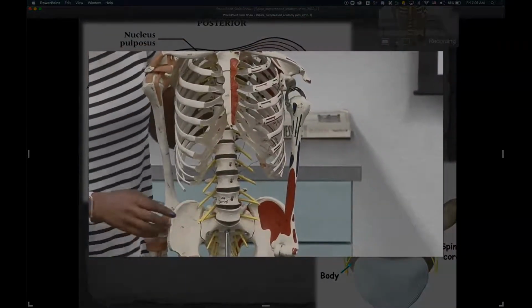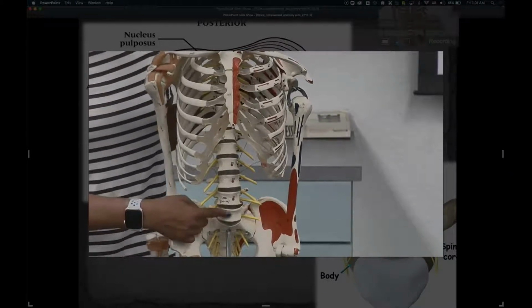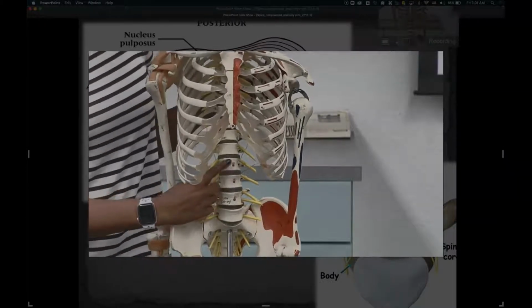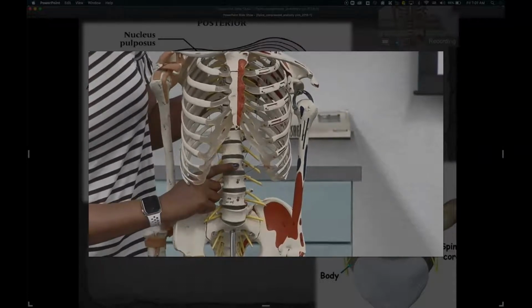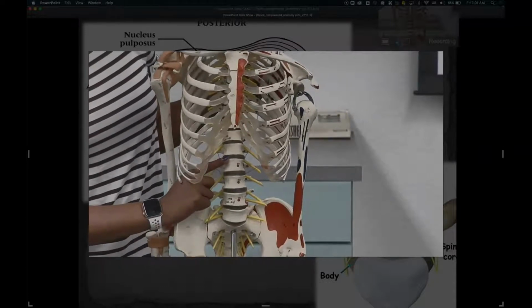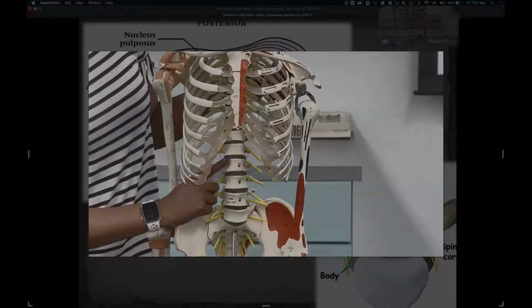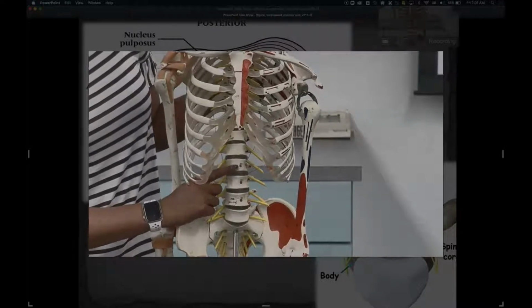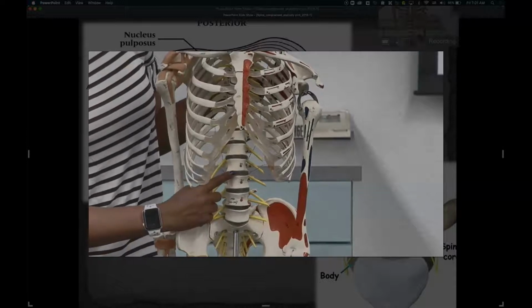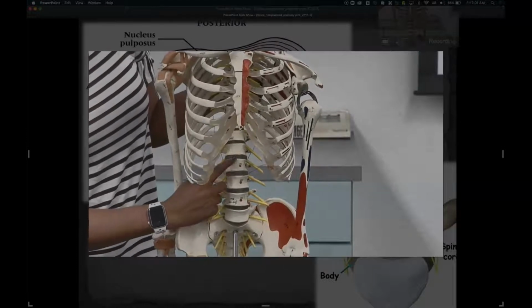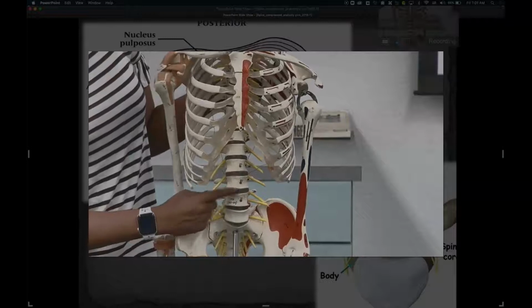There you are. So lumbar spine number 5, 4, 3, 2, 1. In between lumbar spine number 1 and 2, we have lumbar disc number 1. In between lumbar spine number 2 and 3, we have lumbar disc number 2. Hope that makes sense, guys. So each of these discs sit in between each of the spinal bodies.